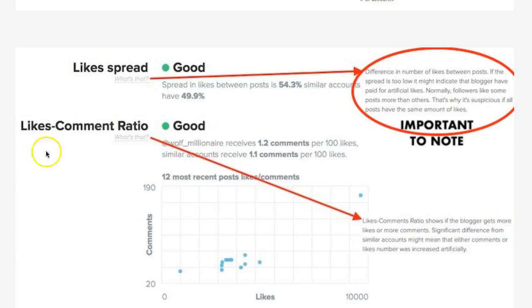Then we have the likes to comment ratio, and this is explained as: it shows if the blogger gets more likes or more comments. Significant difference from similar accounts might mean that either comments or likes numbers were artificially increased. So fake. I've got a good one. My likes to comment ratio is good. It says Wolf Millionaire receives 1.2 comments per 100 likes. Similar accounts receive 1.1 comments per 100 likes. Great.